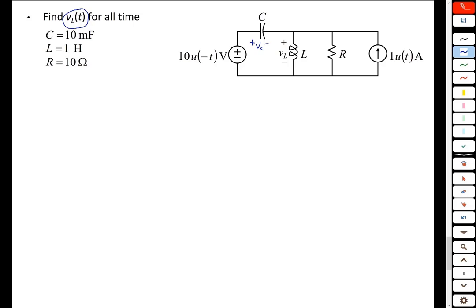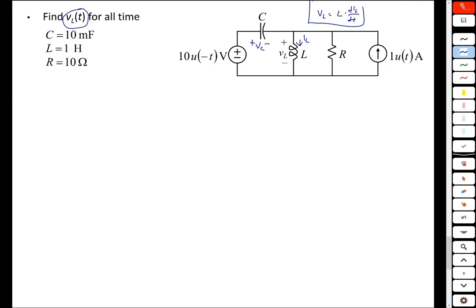For IL, because VL is already defined, it makes more sense to define IL as going down. This satisfies the passive sign convention. Remember, the voltage across the inductor is equal to L times the derivative of the current through the inductor. This is only true if the current is going from the plus to the minus terminal. So by choosing IL going from top to bottom, we preserve this relationship here.